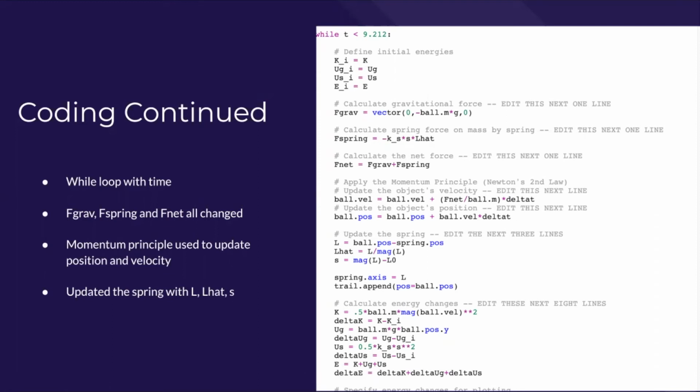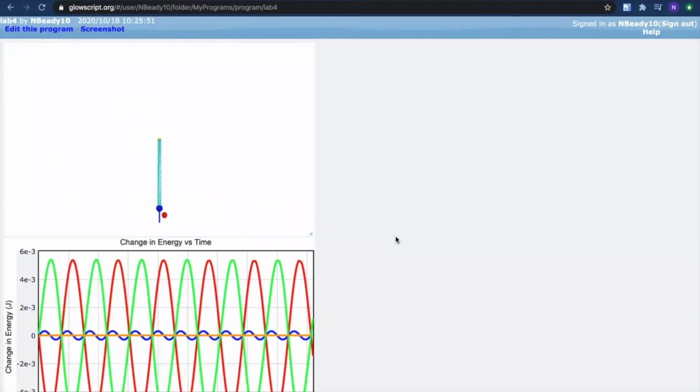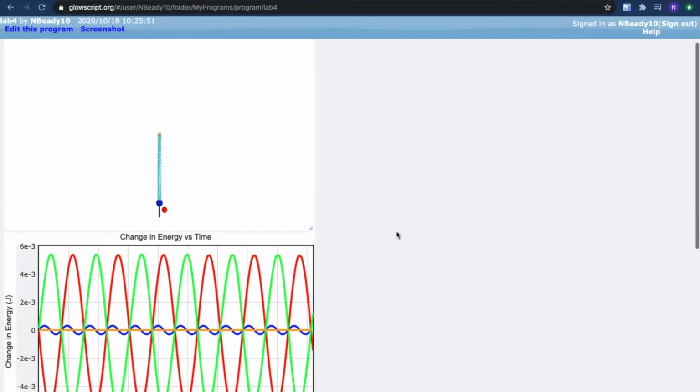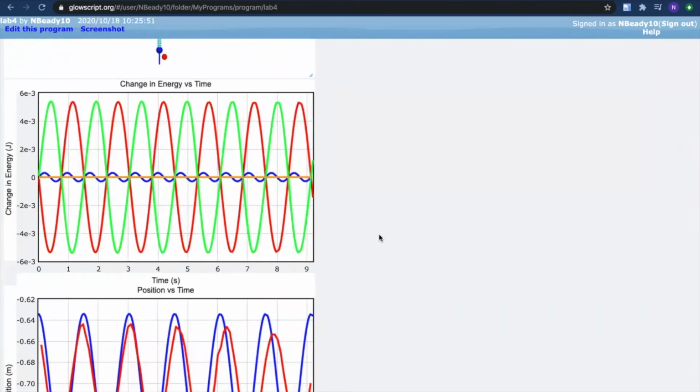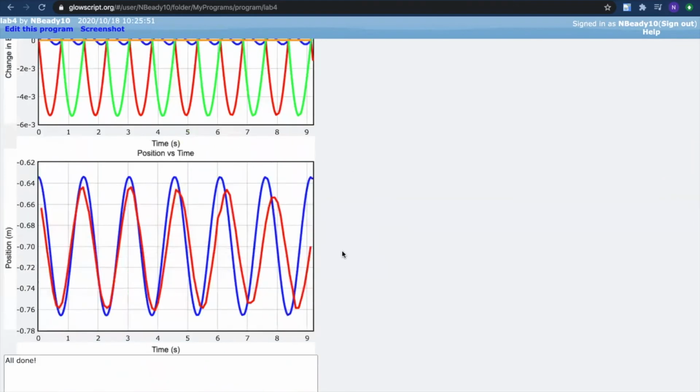We also use the momentum principle, hence Newton's second law, to update the position and formula as well. Once we go into GlowScript, we can see that once we plug in our CSV file and run it, we have our change in energy versus time graph, which shows our gravitational potential energy, our spring potential energy, along with our kinetic energy and our total energy. Here, our total energy is this orange line, and it's 0. We also have our position versus time graph of the oscillations for our observed and what our predicted one should be, and this is for the Y data.